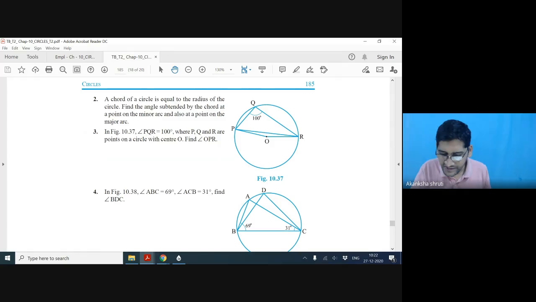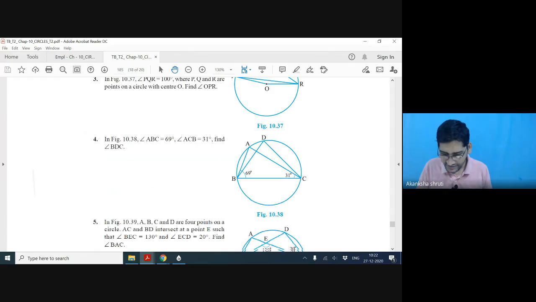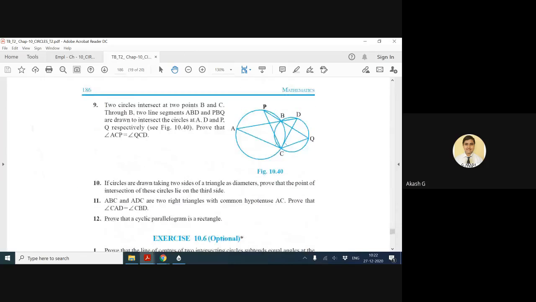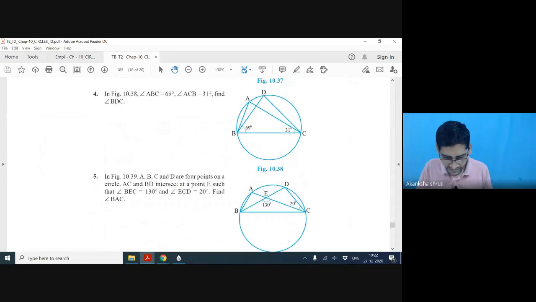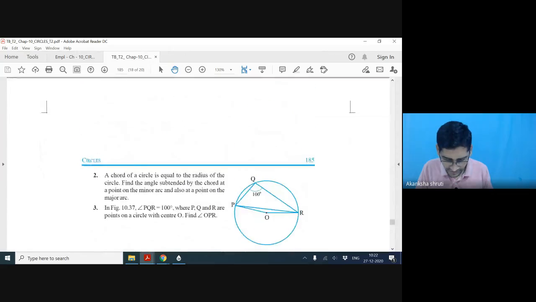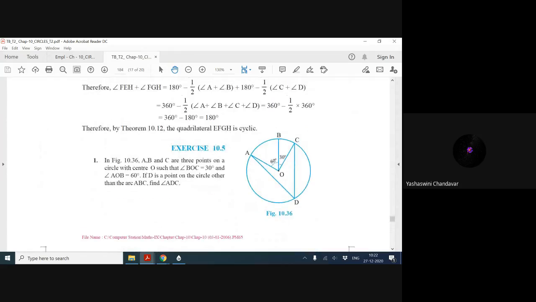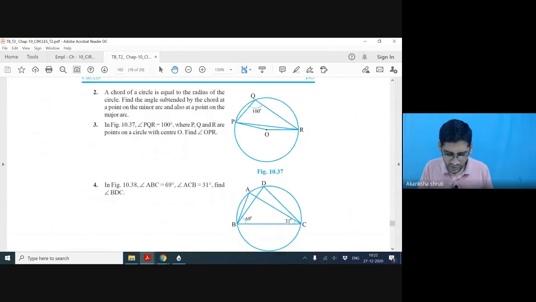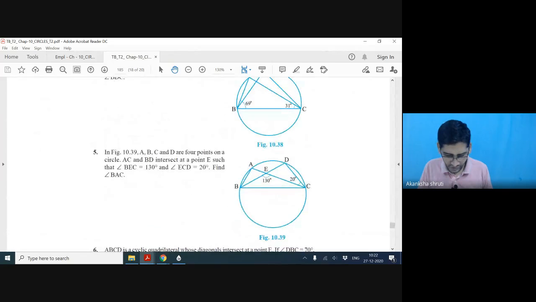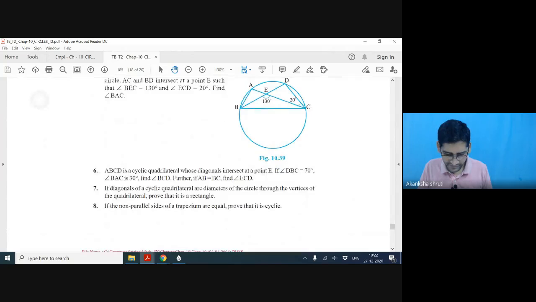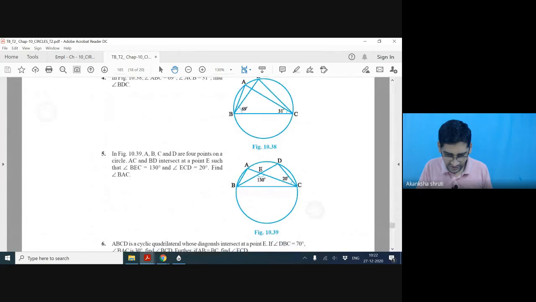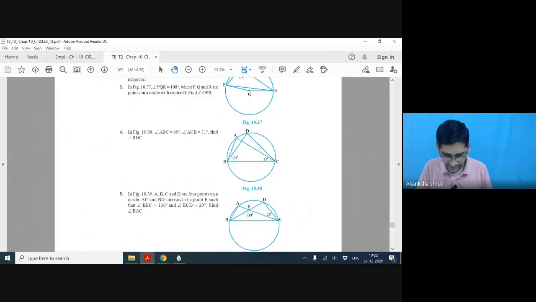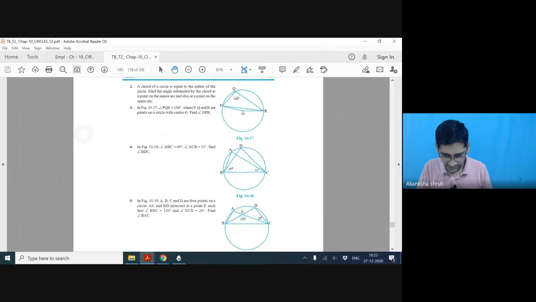If 100 is given, then what is the other angle? Just apply the angle relation to get it. So please solve these questions. Let me just copy it. Which exercise? Exercise 10.5, question numbers 2, 3, 4, and 5. This thing we can solve. Let me just copy it, then I'm going to end it. Wait for one or two more minutes.